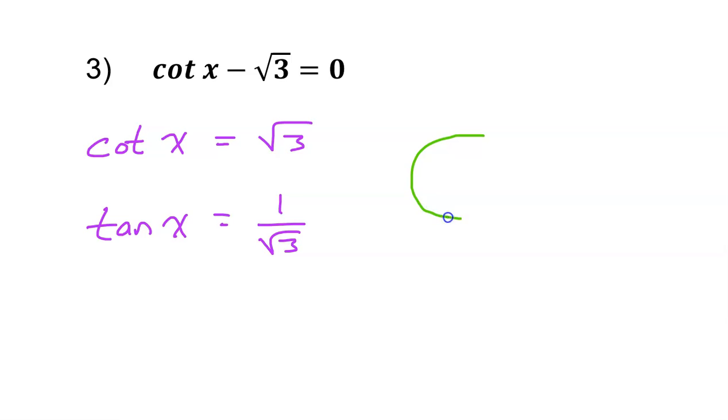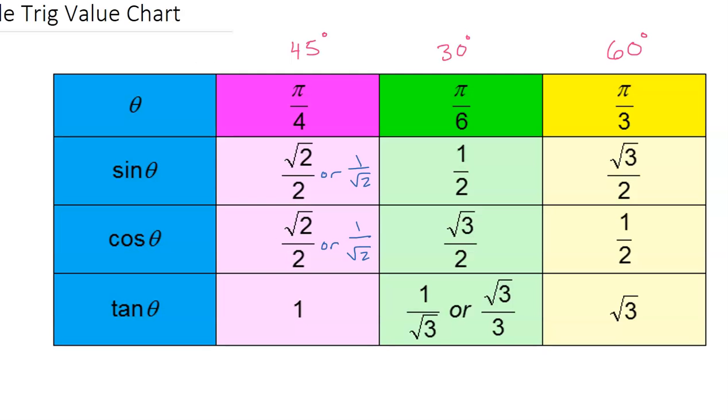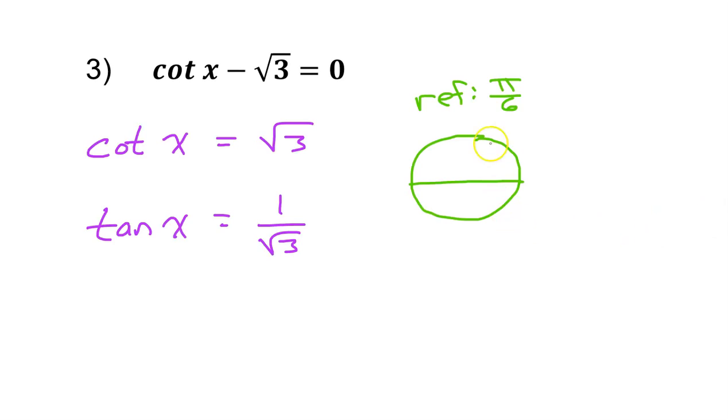What is the reference angle for this problem? This is going to be pi over 6. You should be asking yourself, the tangent of what angle is 1 over radical 3? And if you have this chart memorized, you know that the tangent of pi over 6 is 1 over radical 3. That's why the reference angle is pi over 6. There are 4 angles that have a reference angle of pi over 6. There's one in every quadrant.